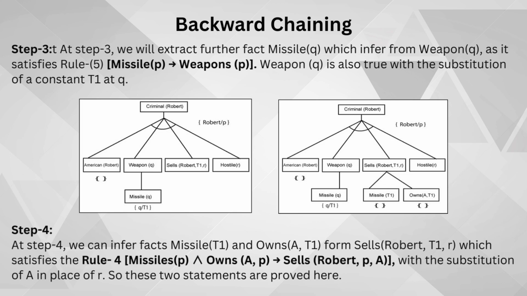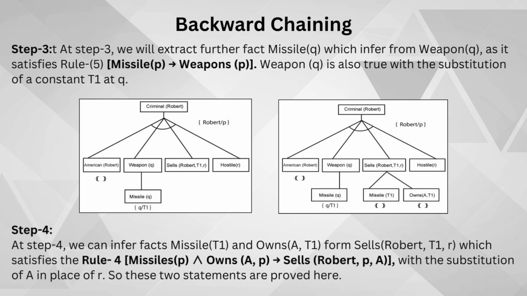So, using this connection we figure out that Robert might have sold a missile, because we know weapons can be missiles. Coming to step number 4, we know that Robert sold something to country A. So, we will substitute T1 instead of P. P is substituted by T1, and we have rule 4, which says that P is a missile and A owns P implies that Robert sells P to A.